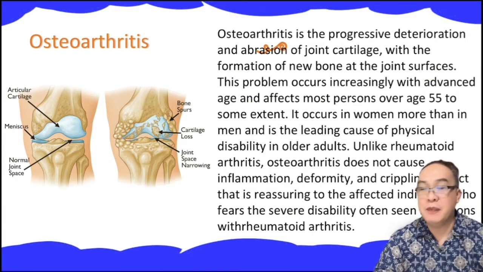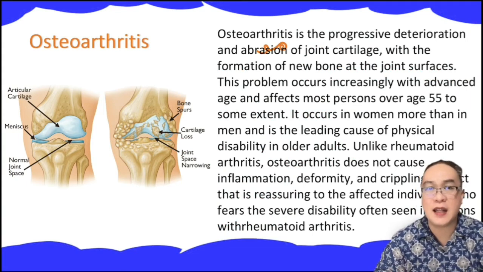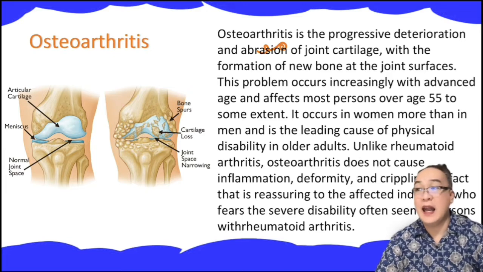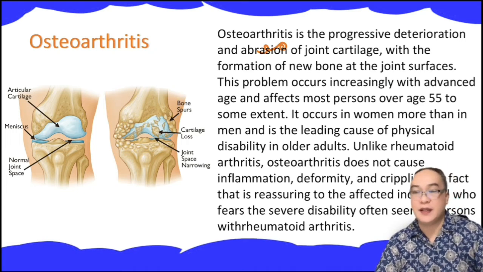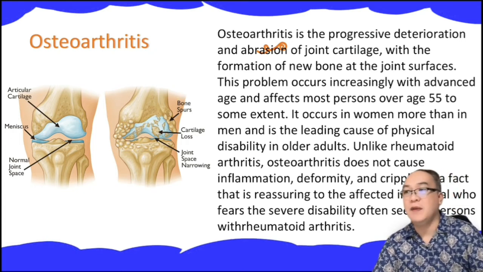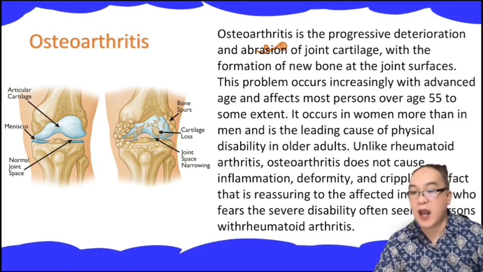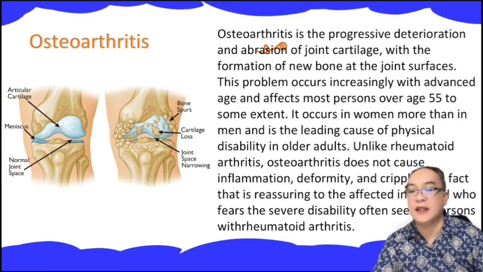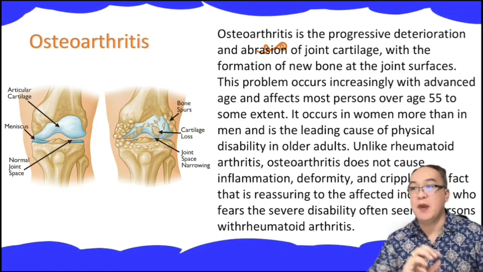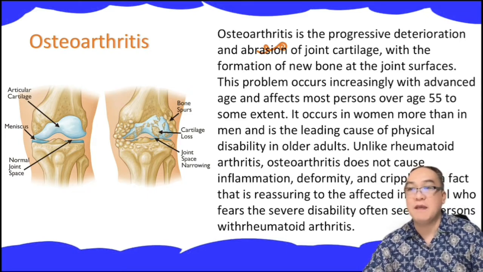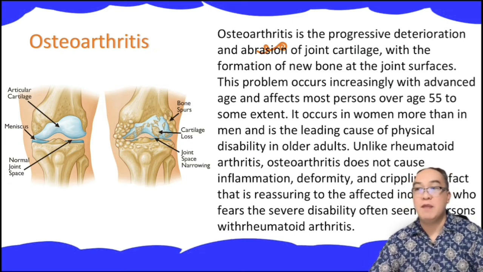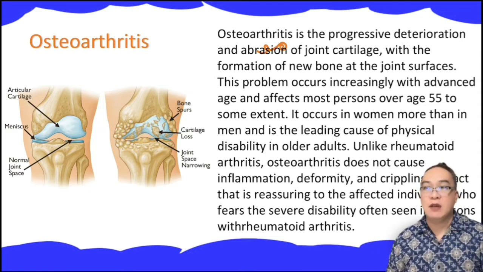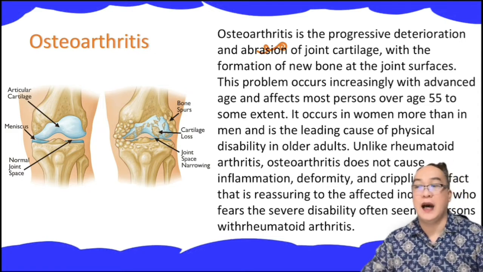Okay, so to continue, the second musculoskeletal condition that we are going to discuss is osteoarthritis. So what is osteoarthritis? Osteoarthritis is a progressive deterioration and abrasion of the joint surfaces that we have. Abrasion of the joint cartilage with the formation of new bone at the joint surfaces. This problem occurs increasingly with advanced age and affects most persons over age 55 to some extent. It occurs in women more than in men, and it's the leading cause of physical disability in older adults.